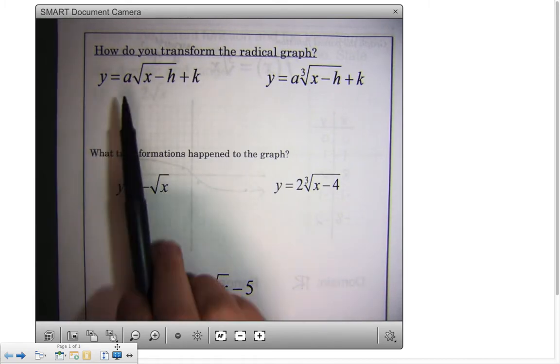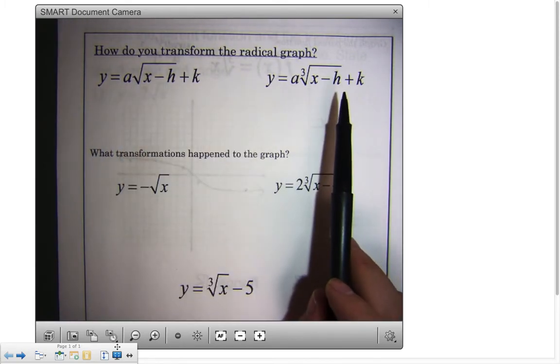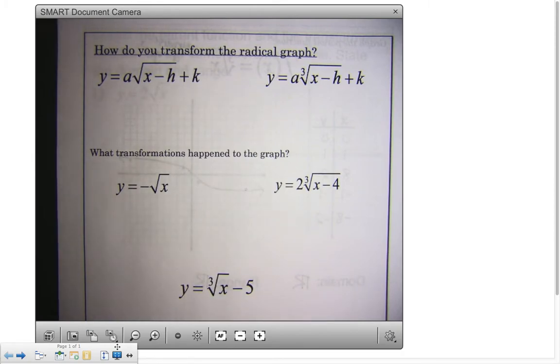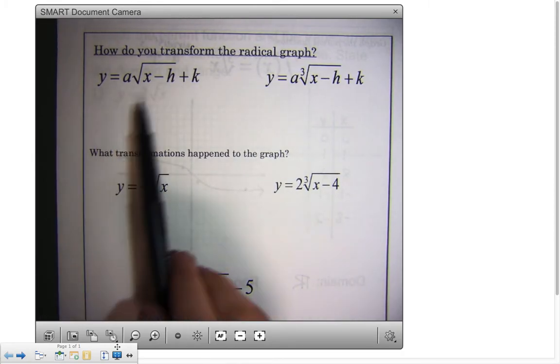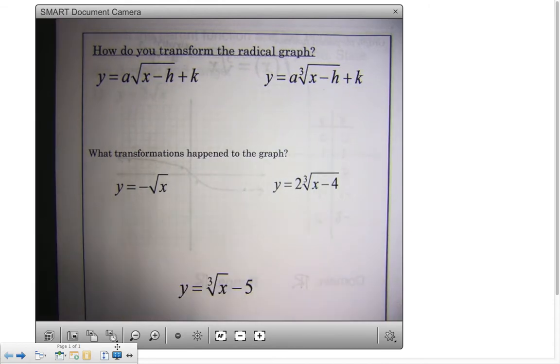So we have the square root and the cube root, and notice a, h, and k are happening in both of them. a, h, and k are the same transformations that we looked at with quadratics and absolute values last semester.